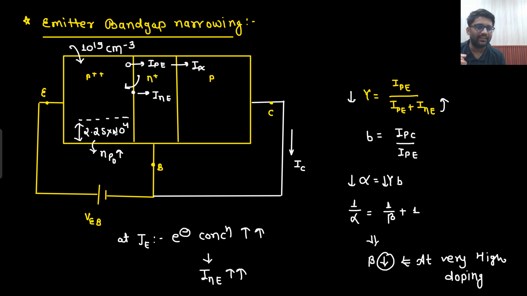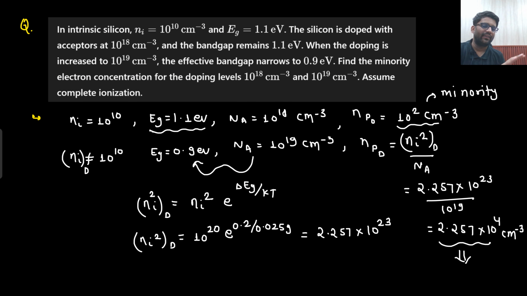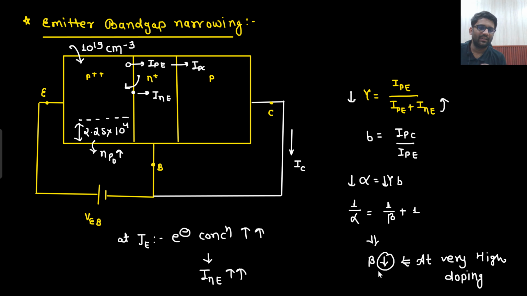Since minority carrier concentration is increasing, the concentration of electrons at the edge of the depletion region will increase. Because of that, the INE value will increase. If INE is increasing, then emitter injection efficiency is decreasing. Base transport factor remains the same. That's why the value of alpha decreases. If the value of alpha decreases, then you know that alpha and beta have the same nature, so the value of beta decreases. So all the discussion that we have done, we could have said in one line only. At very high doping, beta decreases.